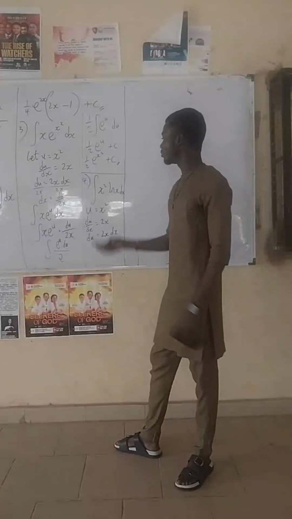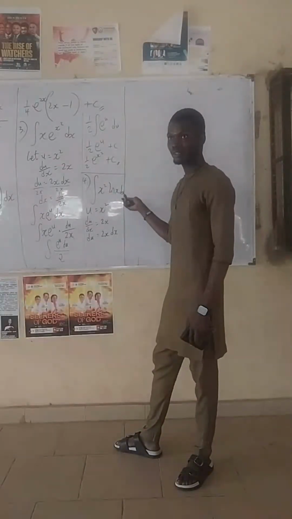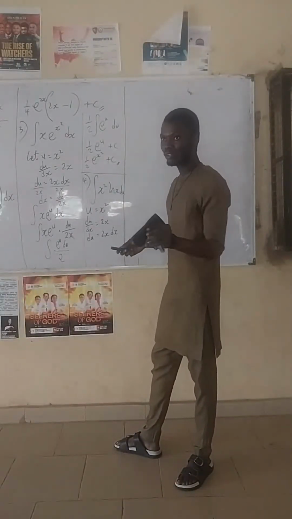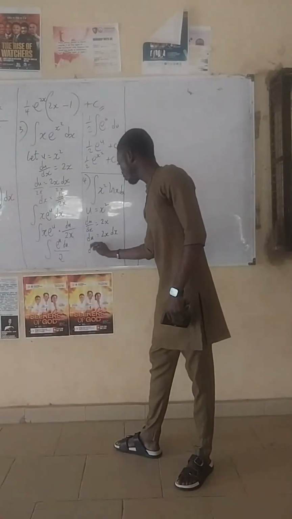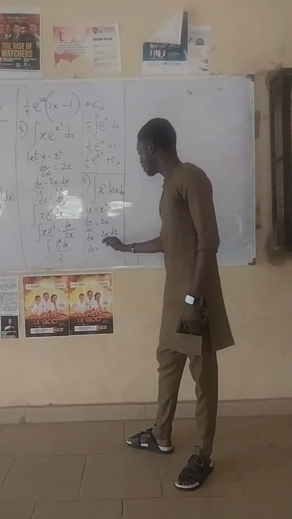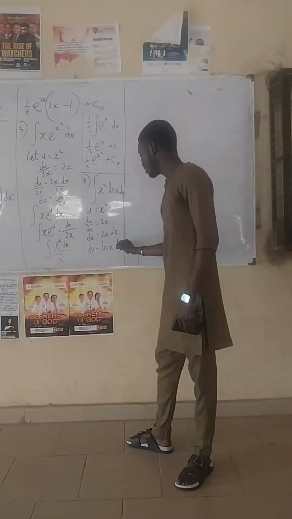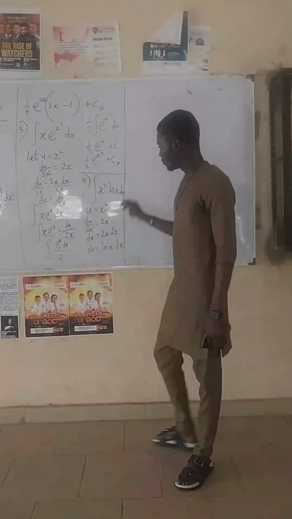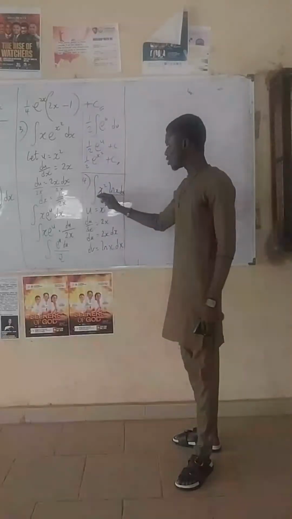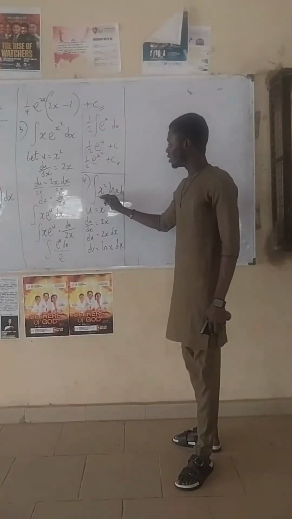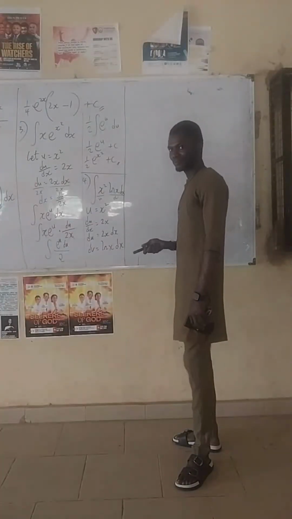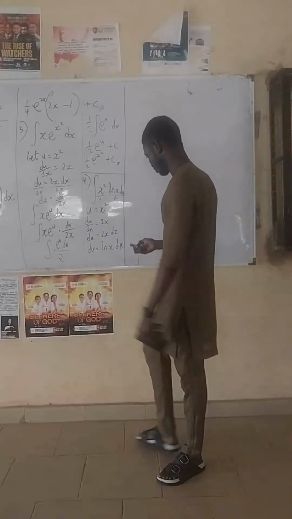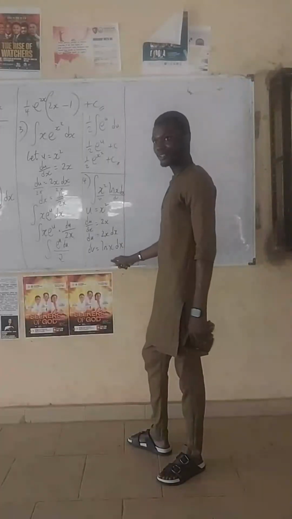Now for v, the v is the second one. I said the first one will be u. The second one will be what? The v. So the v is ln x dx. The v is this one. This is u and this is the v.